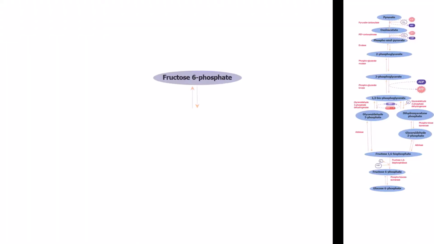Fructose 6-phosphate is altered to glucose 6-phosphate. The enzyme catalyzing this conversion is phosphohexose isomerase.